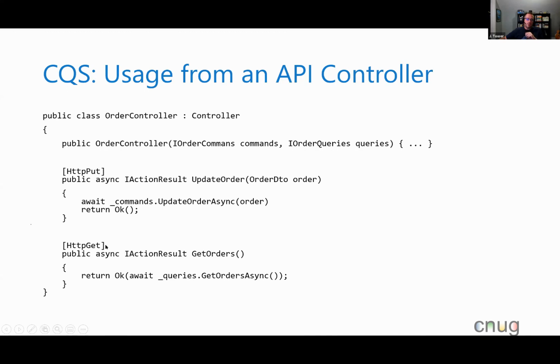And I've got a couple different methods here, like a put that does an update. And all I need to do is just tell my commands to do an update. And same thing with orders. When somebody wants to get all the orders, I just run the query and return the results of that inside of an OK 200 response.